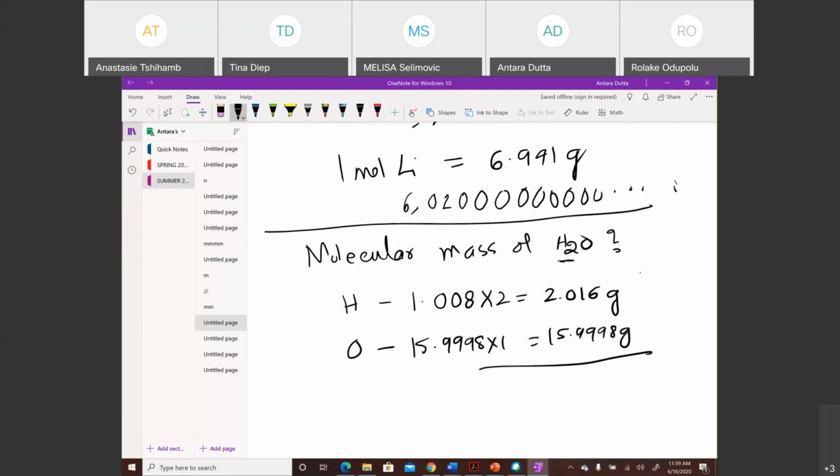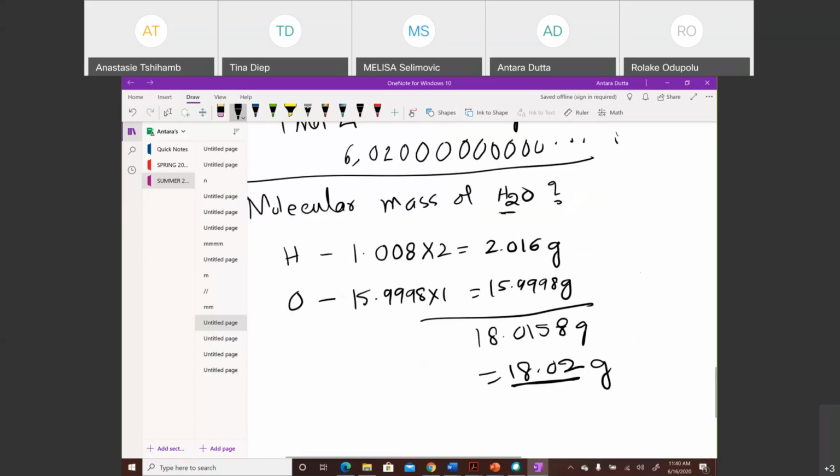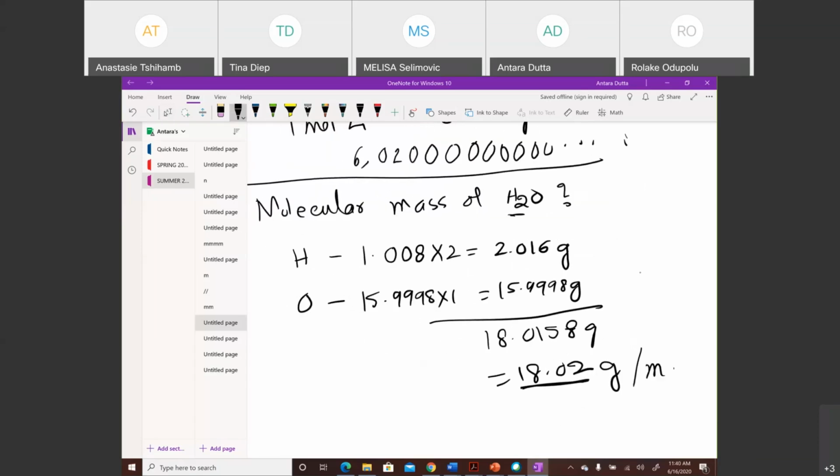2.016 plus 15.9998, so 18.015. So I'm getting 18.02. As I said, it should be minimum 4 significant figures. So what is the unit? Unit should be gram per mole. Remember, we are trying to calculate the mass of 1 mole of a substance. How much does it weigh? If 1 atom weighs this much, then what is the mass of that large number of particles that we call 1 mole? Okay.